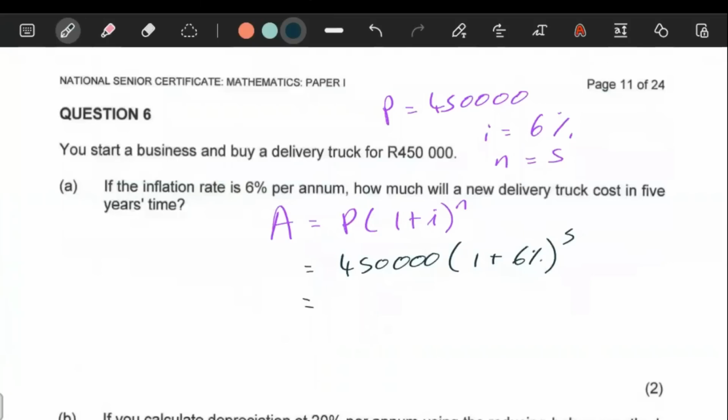Everything, let's put it in the calculator. 450,000, 1 plus 6% per 5. Let's see here. 602,201.51 if you round it up to 2 decimal places.